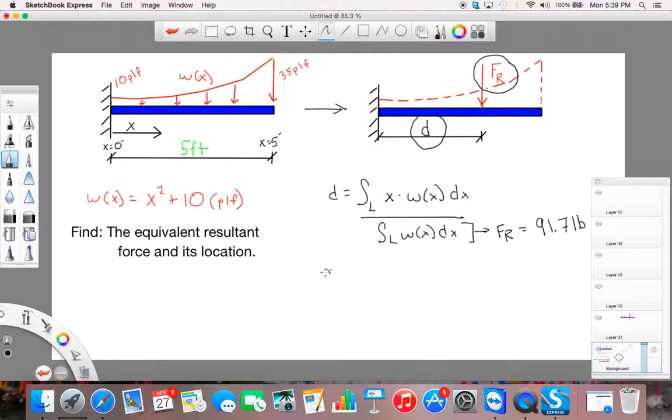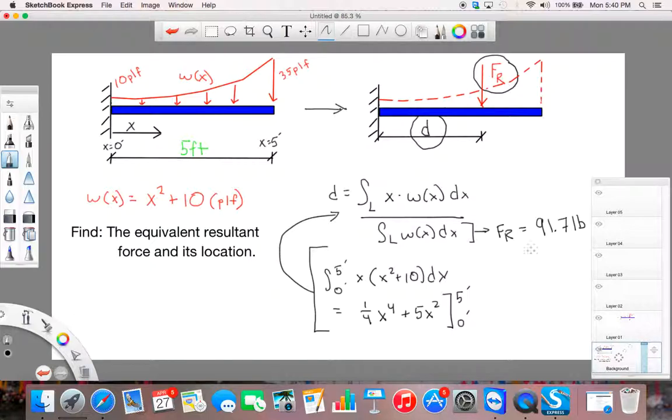So if I calculate the numerator, I again integrate from 0 to 5 feet. I have x times w of x, which is x squared plus 10 dx. And we can write that as 1/4 x to the 4th plus 5x squared evaluated at 0 and 5 feet. So again, this is just the numerator because we already know the denominator. So we can evaluate this, and we find this to be 281.25 pounds per foot.